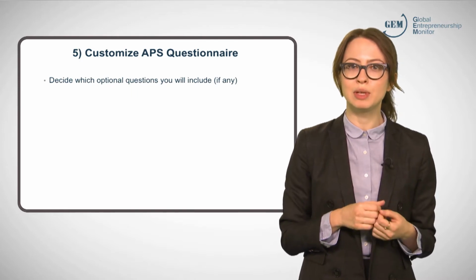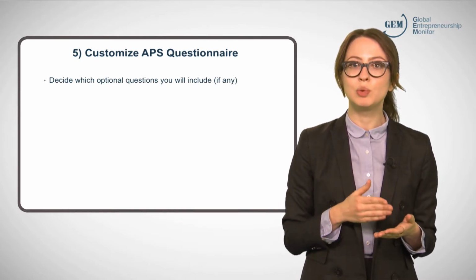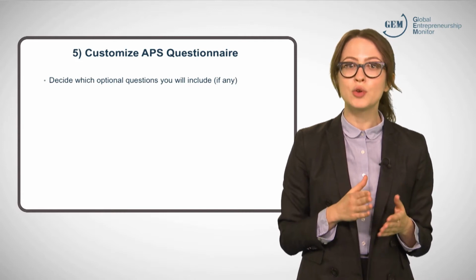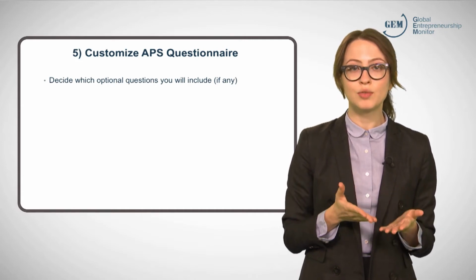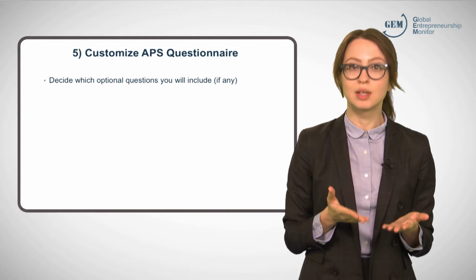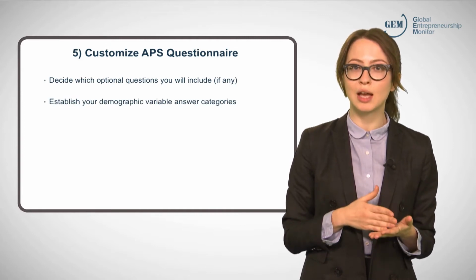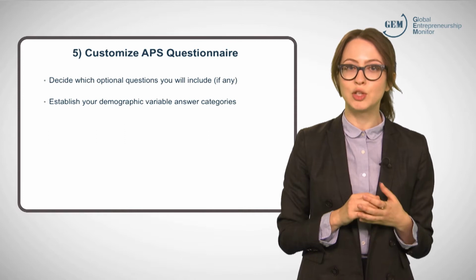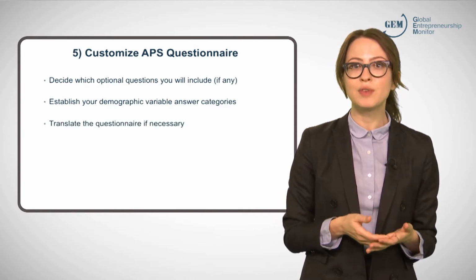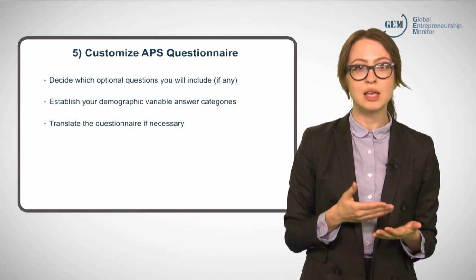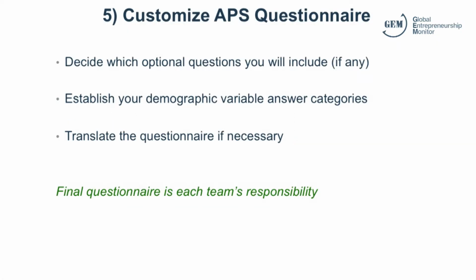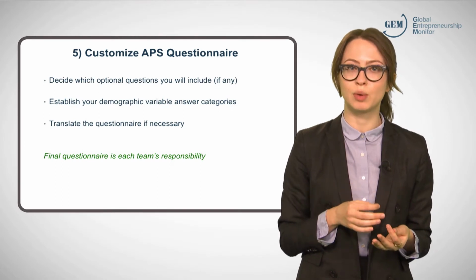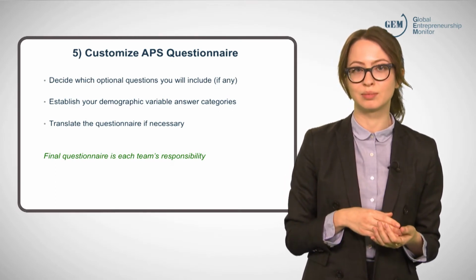Next, you will need to submit the version of the APS questionnaire you plan to use for data collection. Although the core questions cannot be changed, your team can make a number of revisions to the survey. First, you can choose to include optional questions. Second, your team will have to establish the answer categories for 2 demographic questions: education status and income range. And finally, you will need to translate the questionnaire if it will be administered in a language other than English or Spanish. Please note that even though GEM requires your team to submit a customized questionnaire, correct translation and adaptation of the questionnaire is each team's responsibility.